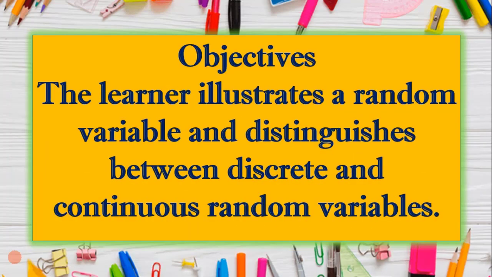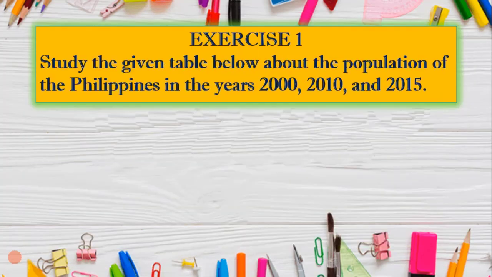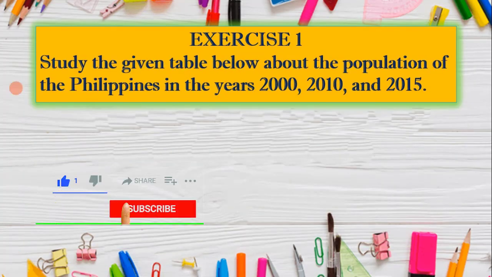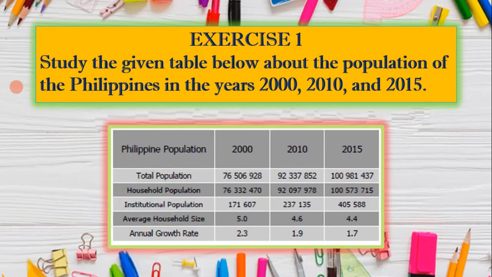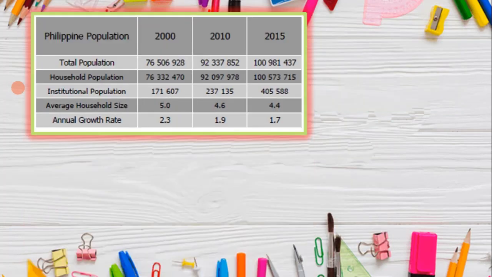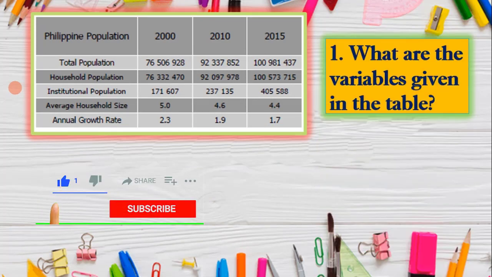Objectives: the learner illustrates a random variable and distinguishes between discrete and continuous random variables. Let's start with exercise number 1. Study the given table below about the population of the Philippines in the years 2000, 2010, and 2015. We have 3 questions for this. Let's start with question number 1.